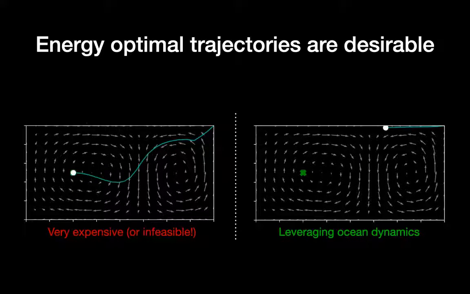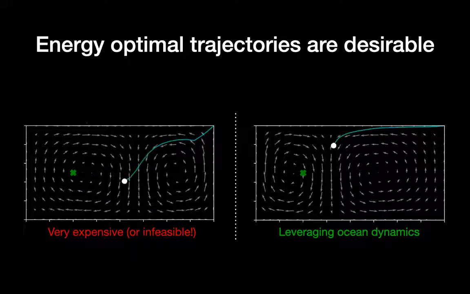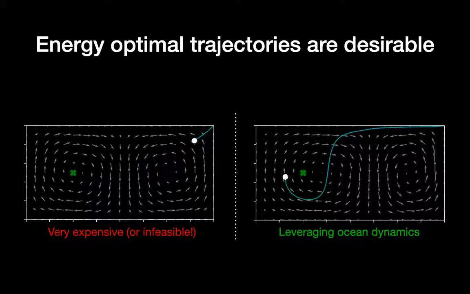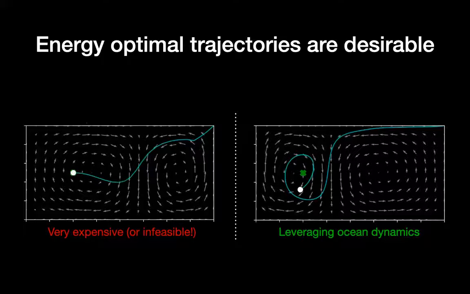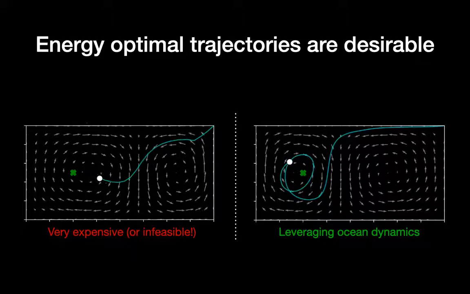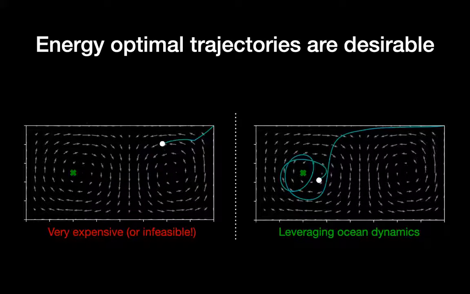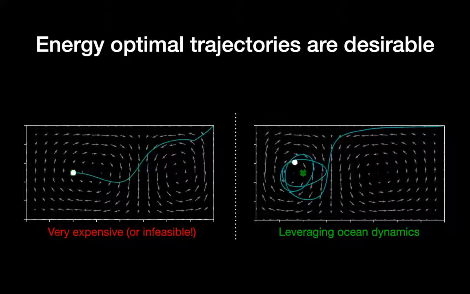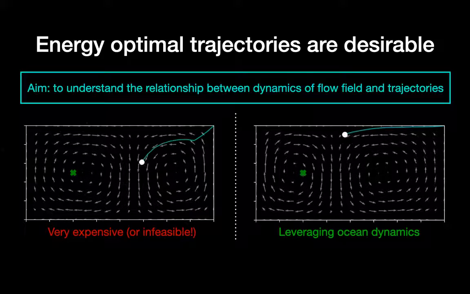How this translates in the design of trajectories is that on the left, you have this trajectory just shooting straight across the ocean flow field, and you won't be able to do this usually. Usually what we want to do when constructing good trajectories is use the flow field and the ocean dynamics to move around. You want to use the minimum required force to hop across different level sets of your flow field to get to where you want to go. The aim of this work in general is to understand the relationship between the dynamics of the flow field and the trajectories that you form in the ocean.